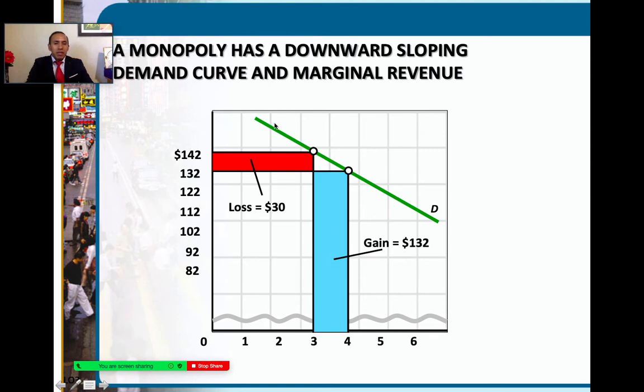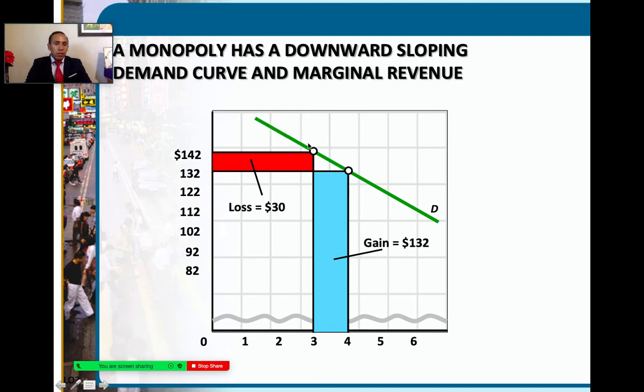So if we have a downward sloping demand curve for a particular good, and it's the same case for a monopoly demand curve, a firm will only lower the price of a particular good if in doing so, it generates additional gains. Otherwise, it may generate significant losses. So if one particular good is priced at 142, we may lower the price if in doing so it's going to generate additional gains. Otherwise, don't lower the price.